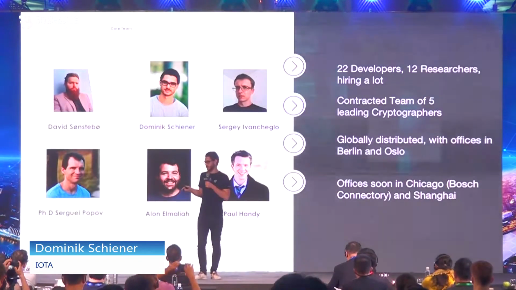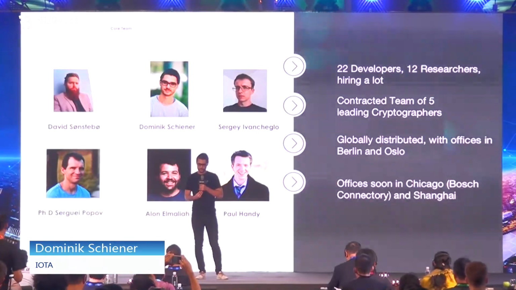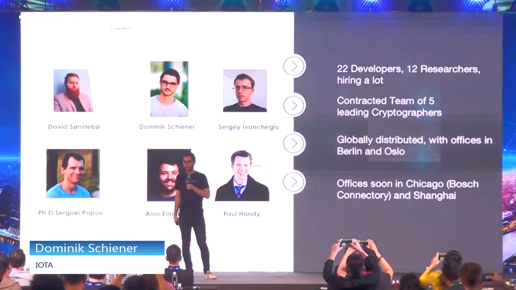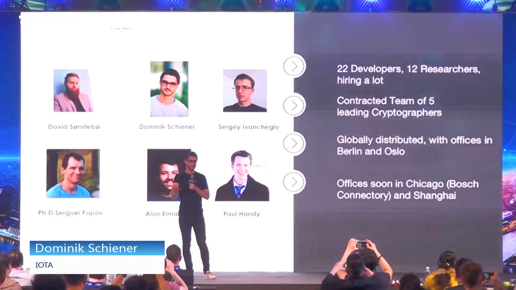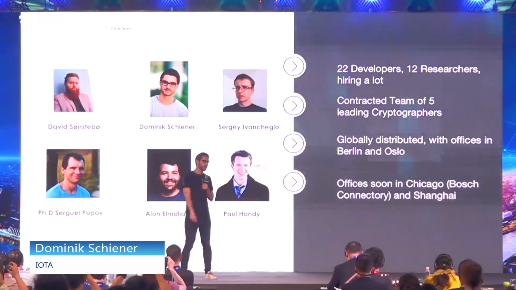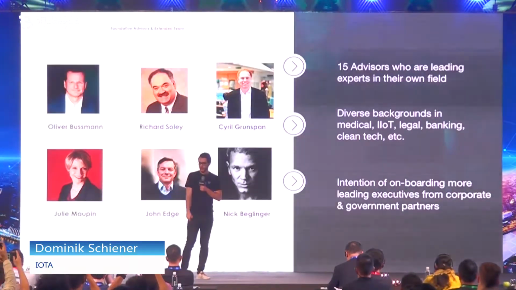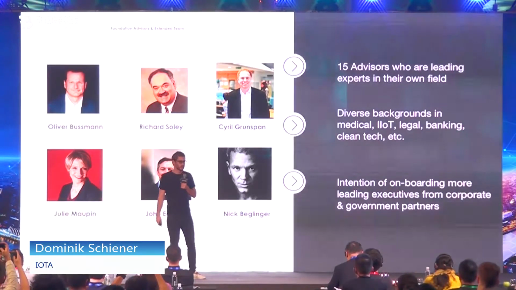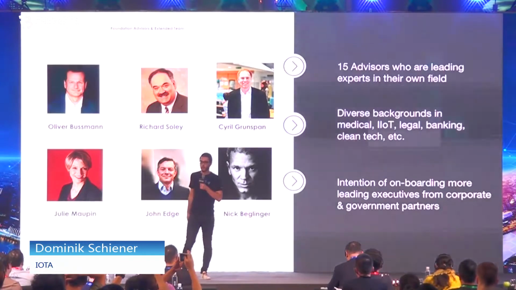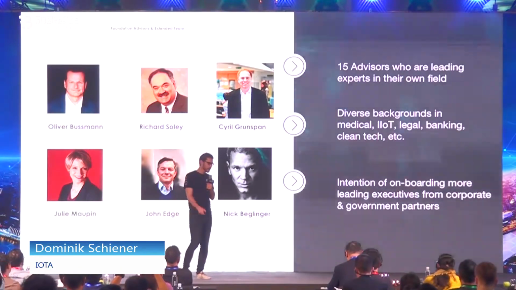So this is some of the team members. Right now we're more than 30 people, mostly researchers and developers. We have offices in Berlin and in Oslo, and we really want to set up an office in Shanghai. We're setting up another office in Chicago together with Bosch Connectory. We also have some really good advisors on board, like for example Richard Soley from the Industrial Internet Consortium, or Oliver Bussmann, who is the ex-CIO of SAP and of UBS.